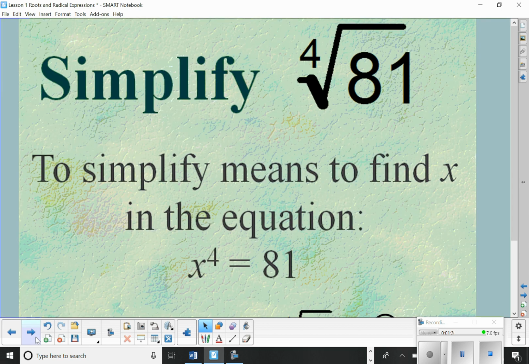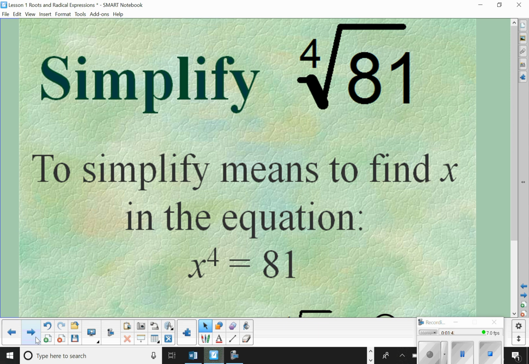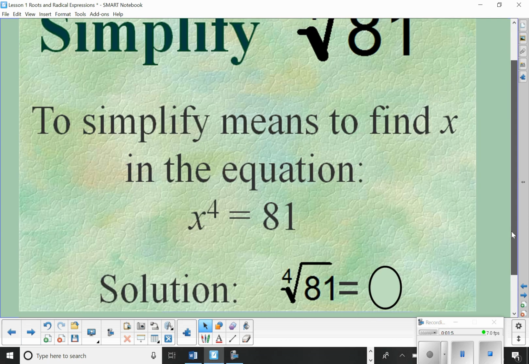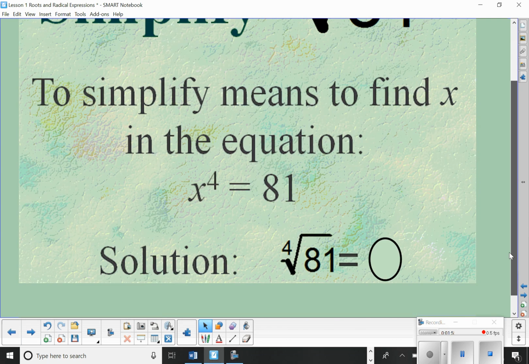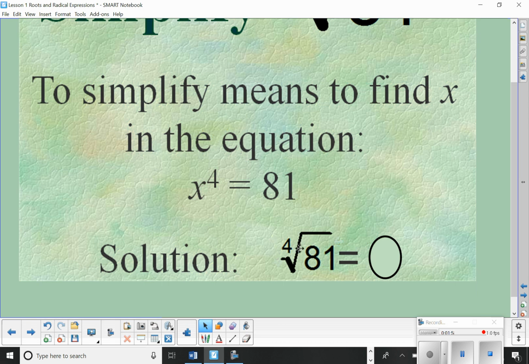If we want to simplify the fourth root of 81, to simplify means to find x in the equation x raised to the fourth power is equal to 81. And simplest radical form means that there's nothing left under the radical that has a perfect root. So the solution to the fourth root of 81 is 3, because 3 to the fourth power is equal to 81.